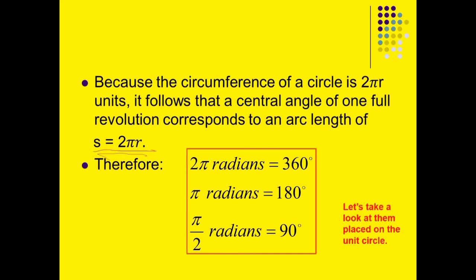In such a way that 2 pi radians is equal to 360 degrees. Half of it, 180 degrees, is equivalent to pi radians. Then half of pi, which is pi over 2 radians, is equivalent to 90 degrees. Let's take a look at it.